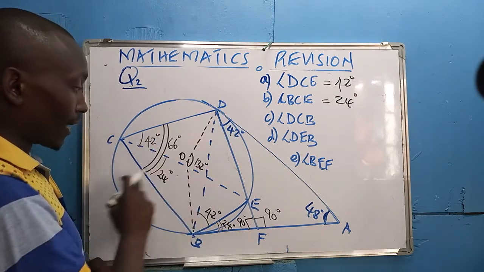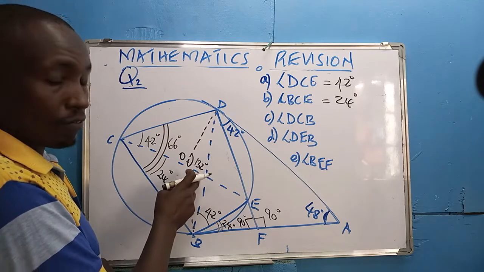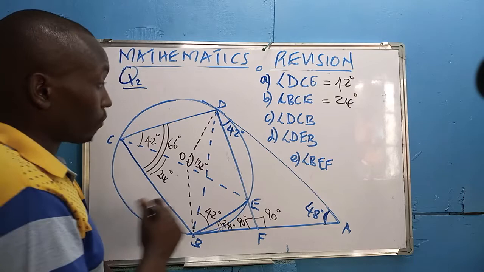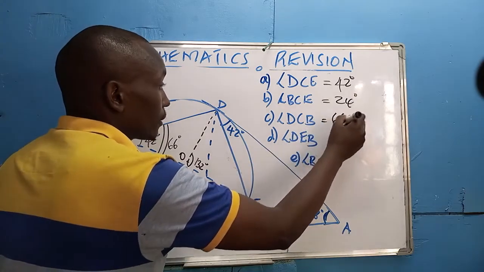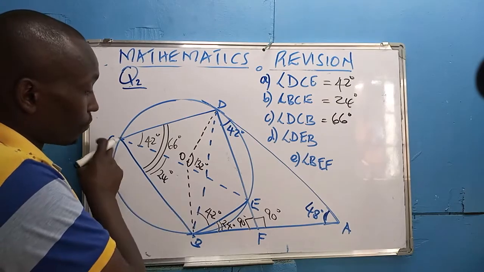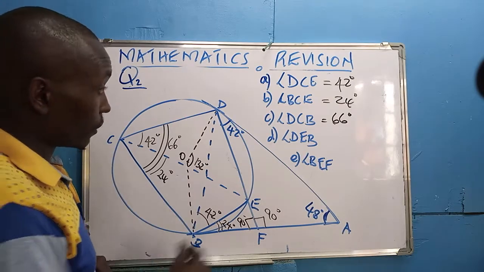Then DCB, the whole of that angle. You can just say it is a half of 132, or 42 plus 24. And this one is 66 degrees. So you can do: the angle at the center is half the angle at the circumference.